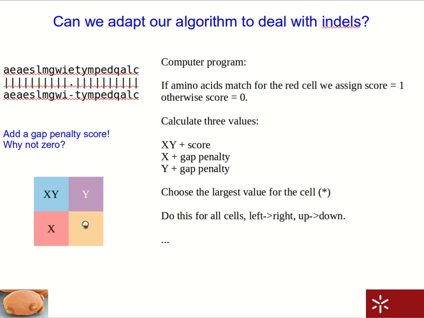So what we do is, instead of simply taking this score plus whatever is written here, we compare the three values. What is this one plus the score, the first line here, and what is whatever is written here plus the gap penalty, usually negative, and what is written here plus the gap penalty. And then we look at all these three values and we pick the one that is largest, and we put that value here. And we do this for all the cells. So now we have quite a bit of calculations. For every cell that we want to calculate, we need to calculate three values and pick the largest.